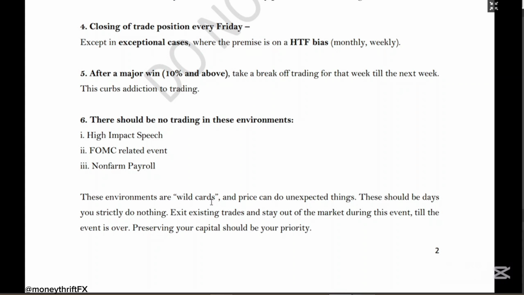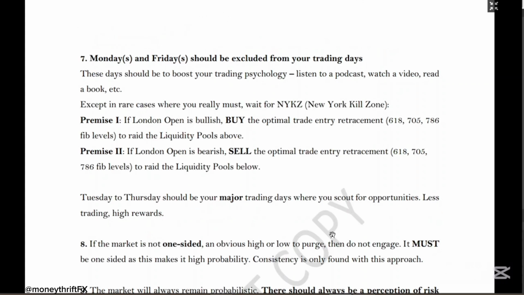So these should be days you strictly do nothing. Exit existing trades and stay out of the market during this event till the event is over. Preserving your capital should be your priority, not profits. Okay, so Mondays and Fridays should be excluded from your trading days. These days should be to boost your trading psychology. Listen to a podcast, watch a video, read a book, etc.